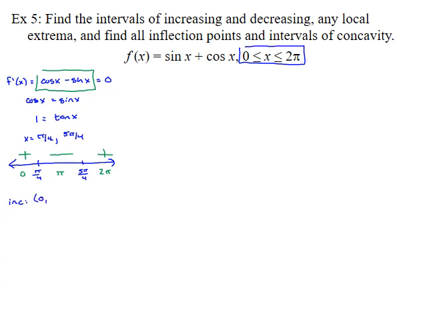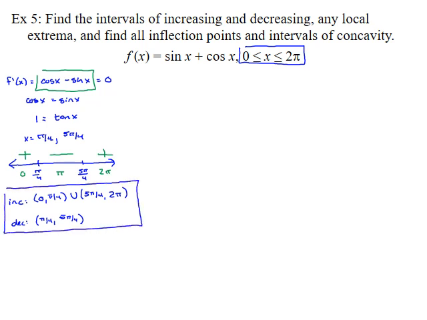We're going to go from 0 to pi over 4, union from 5 pi over 4, and then you have to stop at 2 pi because of the interval. The decreasing spot is only in the middle, so that's between pi over 4 and 5 pi over 4. So that takes care of your first two answers. So you have your intervals of increasing and decreasing.